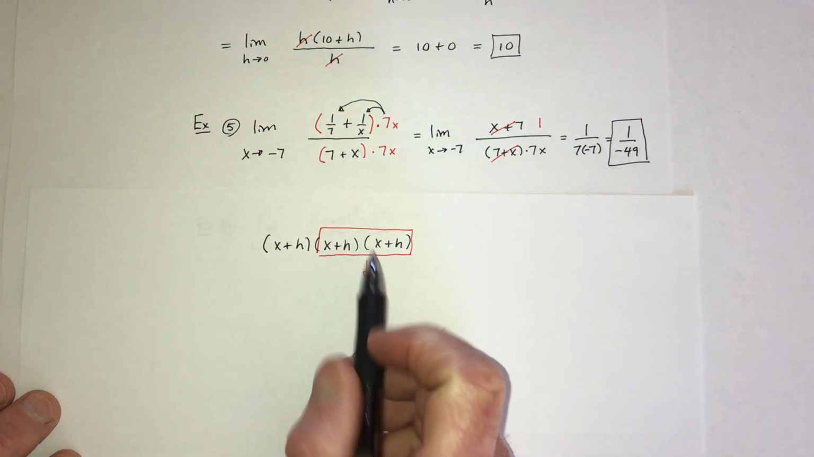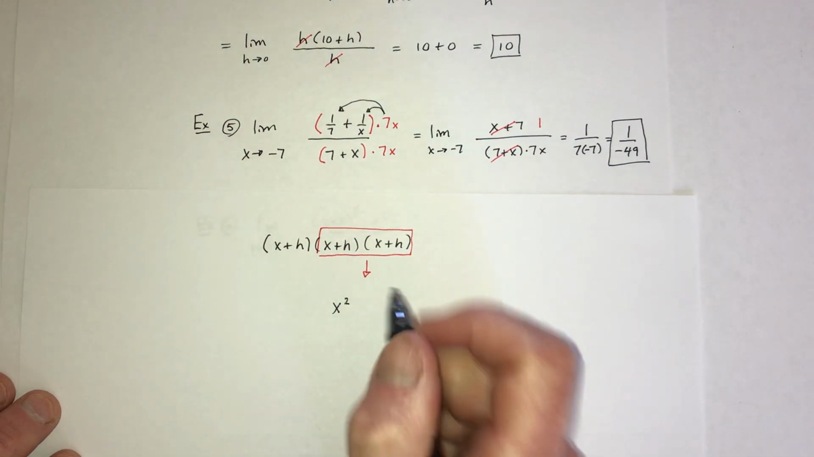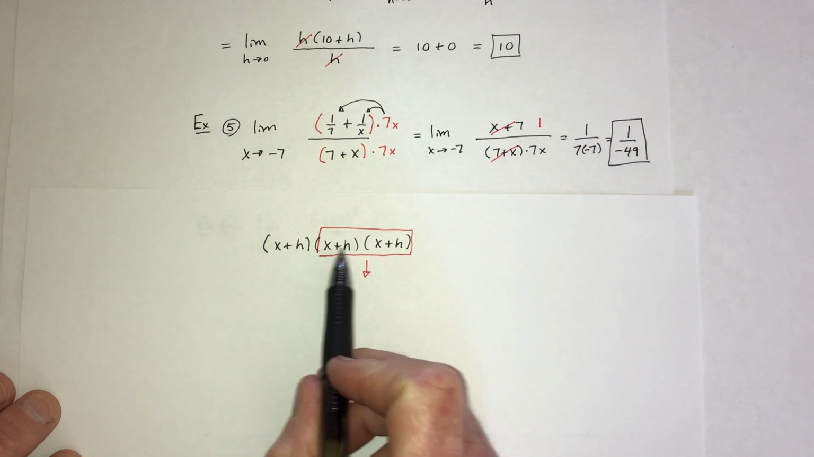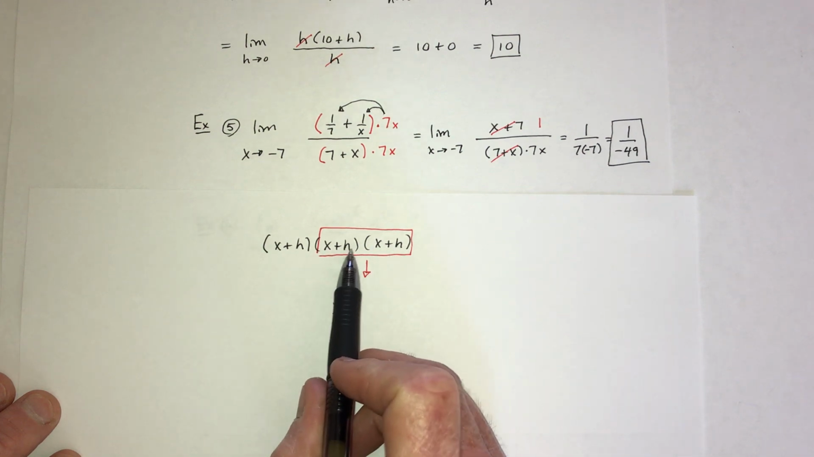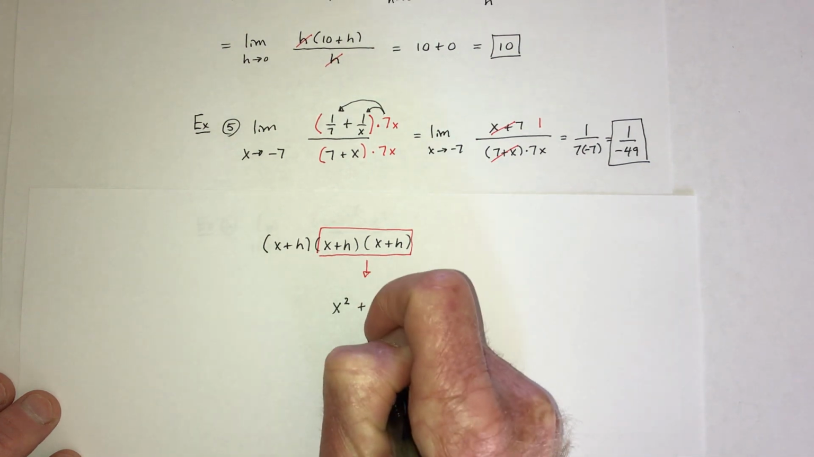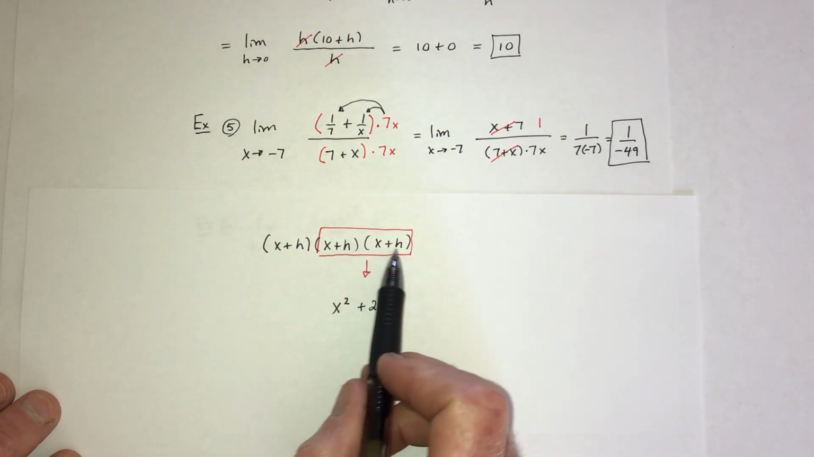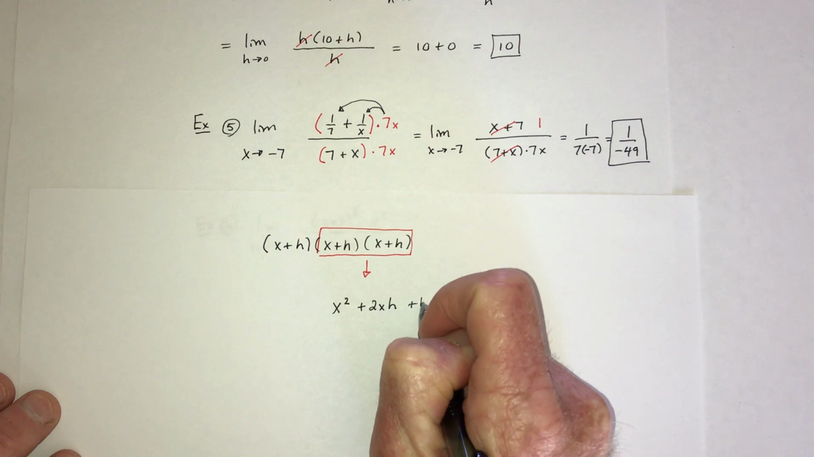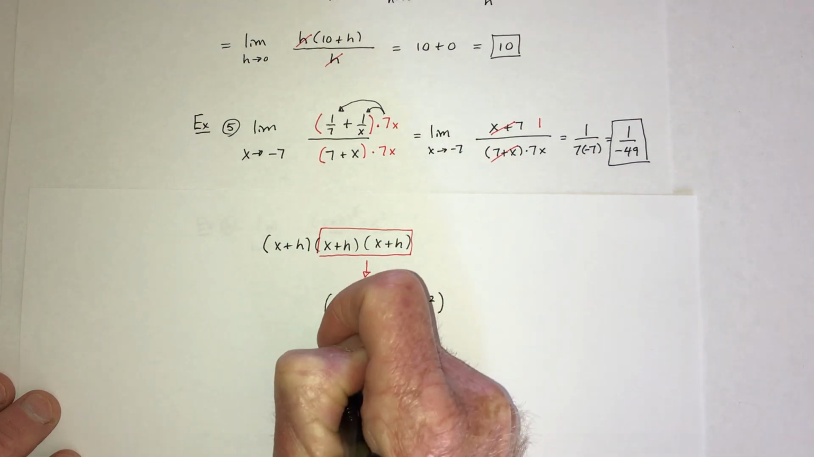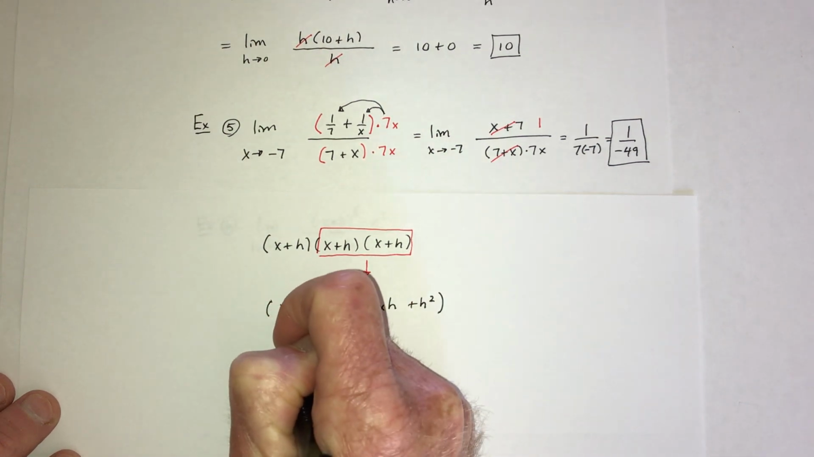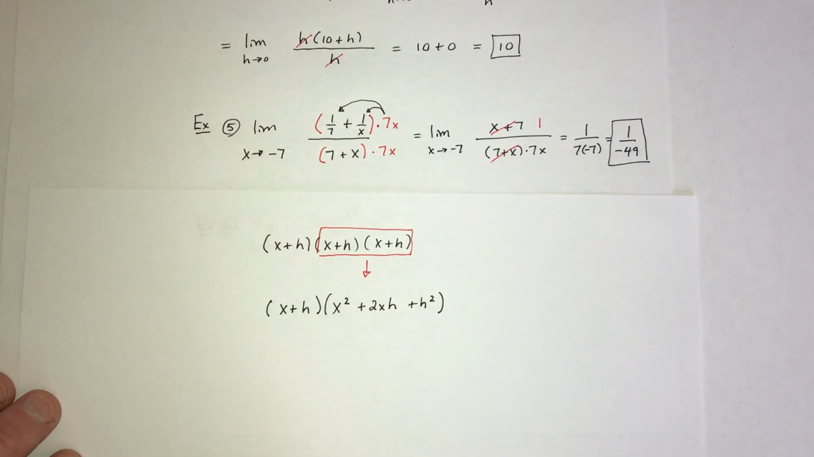So there would be x times x, so there's x squared. There would be x times h and another x times h, so there's 2 of them that have x times h. And there would be h times h, so that's h squared. Now all of that still needs to be multiplied with x plus h.